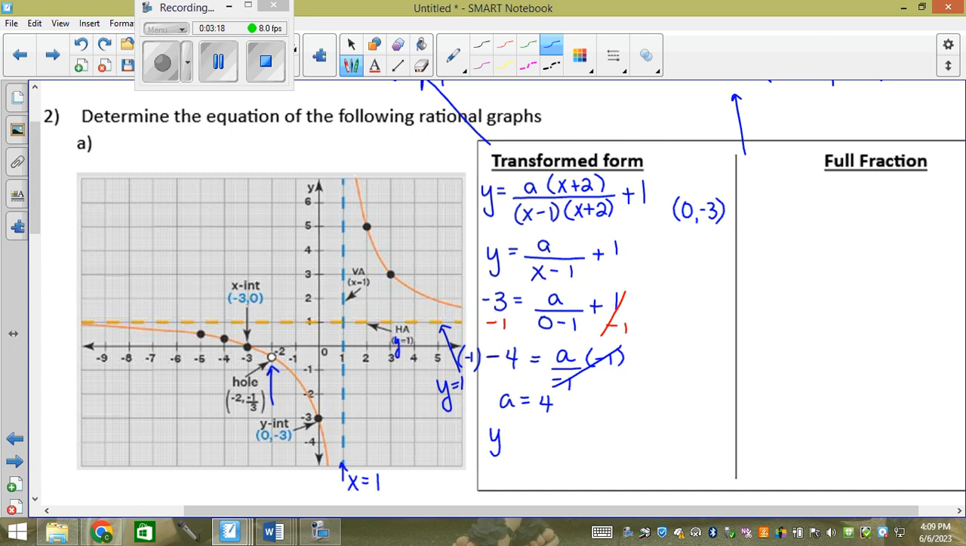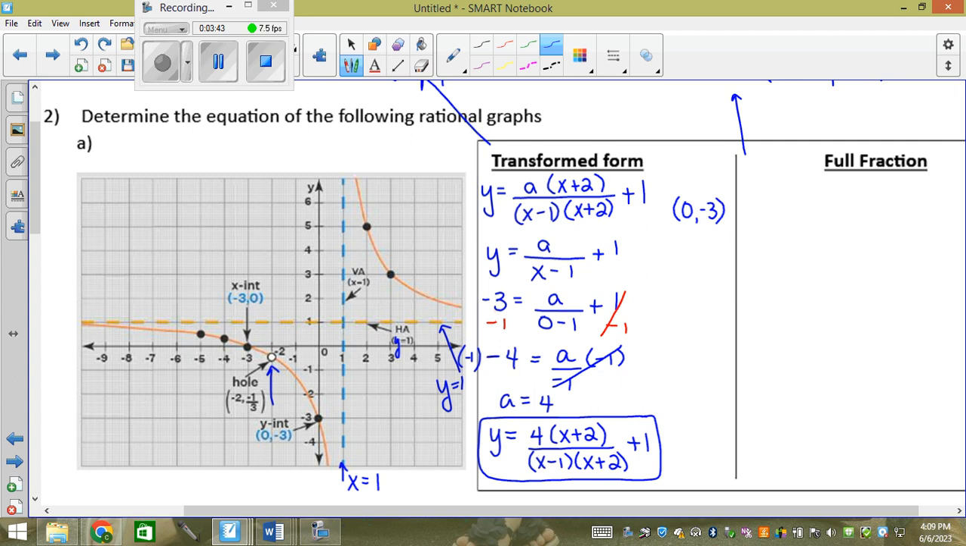So we get y equals 4 times x plus 2 all over x minus 1 times x plus 2, plus 1. And we can leave it like this unless they have it in an expanded form. But the cool thing about the equations of rationals is if you type it into your calculator, you should get the rational graph that's in front of you. If you don't, you messed up. So that's how we do the transformed form.